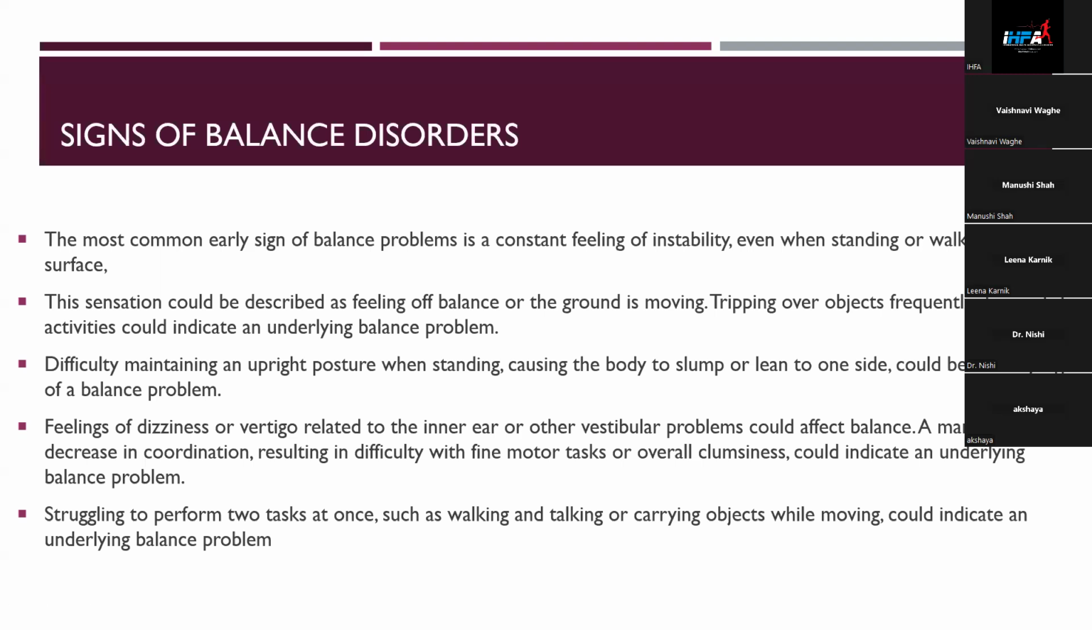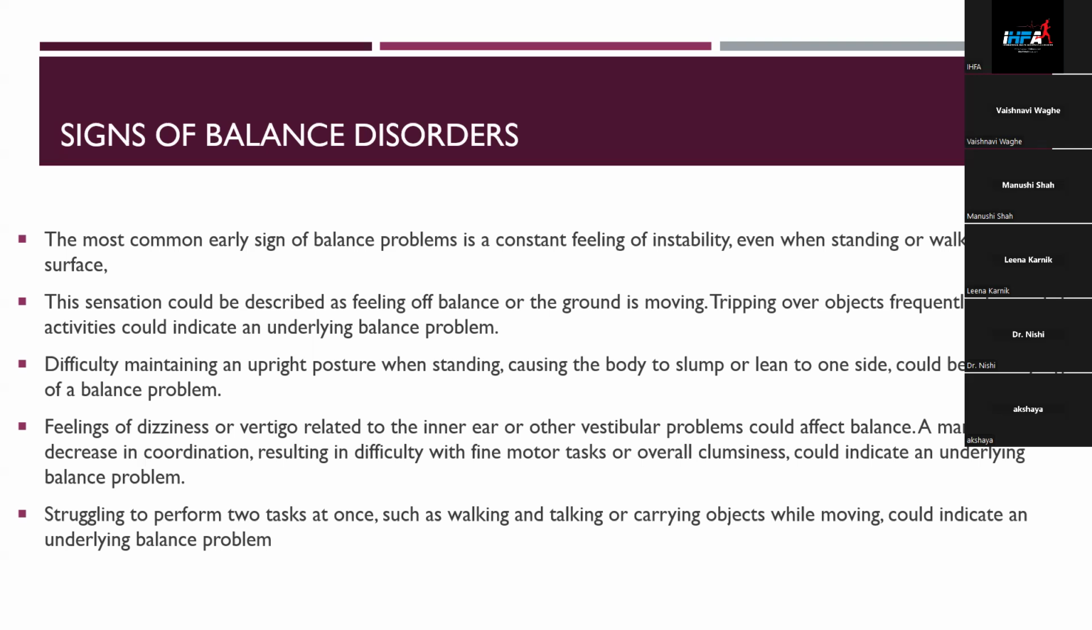So, what are the different signs of balance disorder which we usually see in our patients, and the history of the patient? The most common early sign of balance problem is a constant feeling of instability. They cannot stand or walk properly on a flat surface. The sensation they usually describe is that the ground is moving, or they keep tripping over daily objects, and the balance is affected. Difficulty in maintaining an upright posture. They usually slump or go to one side, which is also one of the early signs of balance problems.